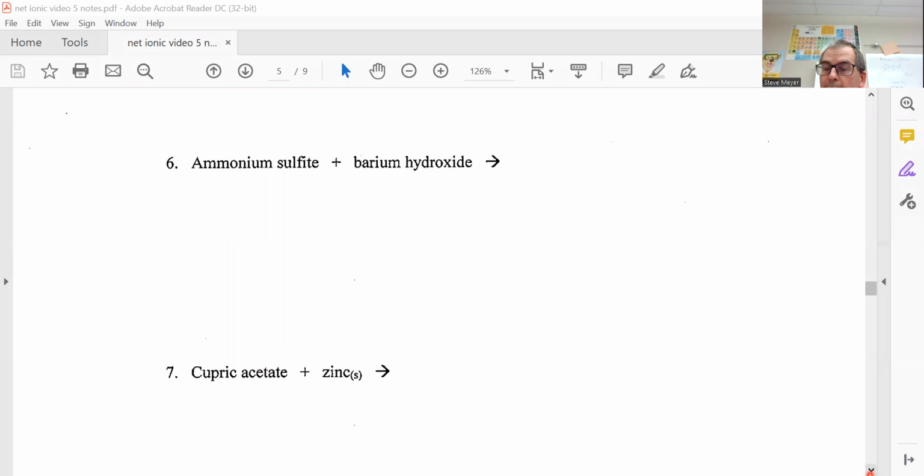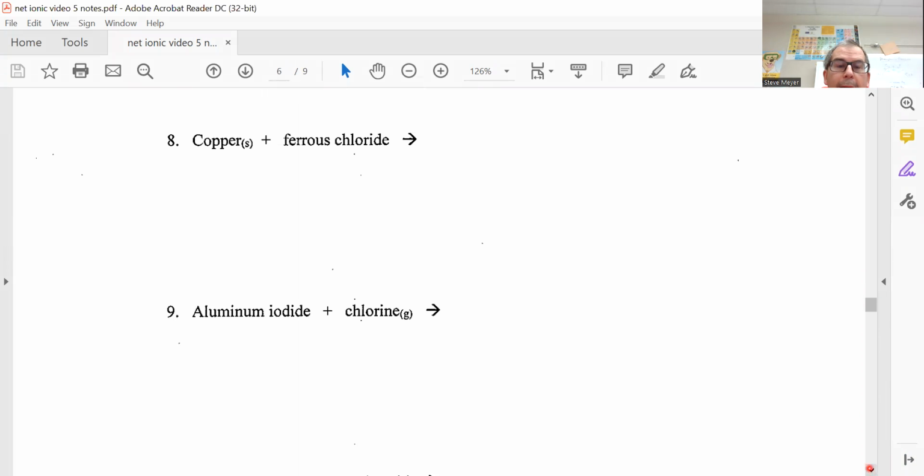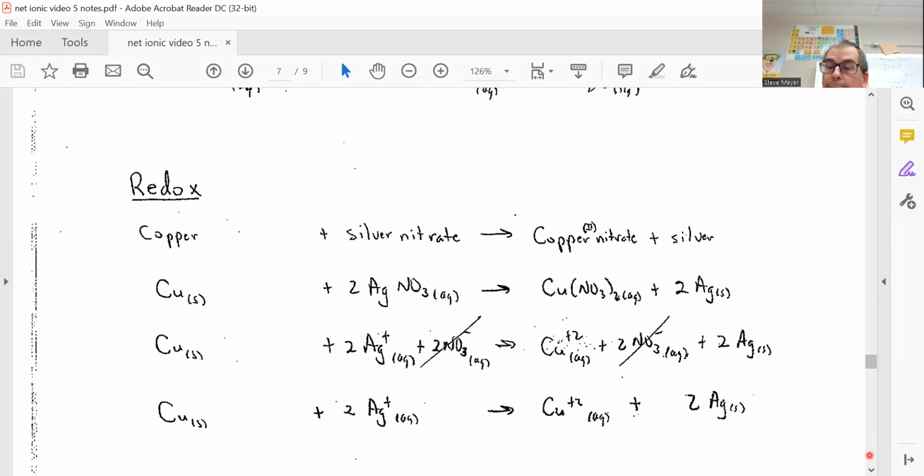But also when I get to number 7, I got a single replacement. And number 8 and 9 are single replacement reactions. So how do we do those? I'm going to go to the very last page where I demonstrate a few of those.